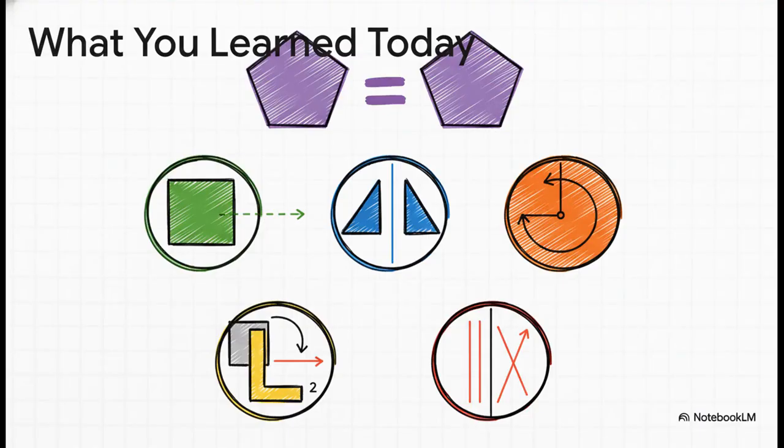Let's do a super quick recap of everything we covered. We learned that congruent figures are identical clones, same size, same shape. We proved this using 3 rigid motions: translation, which is a slide, reflection, a flip, and rotation, a turn. A sequence of these moves is called a congruence transformation. And we discovered that 2 reflections have a secret identity. They can create a single translation or a single rotation.